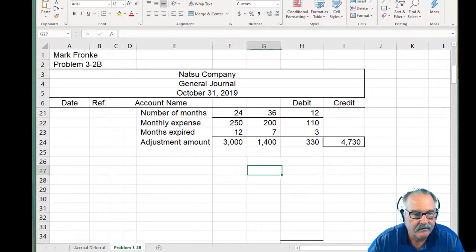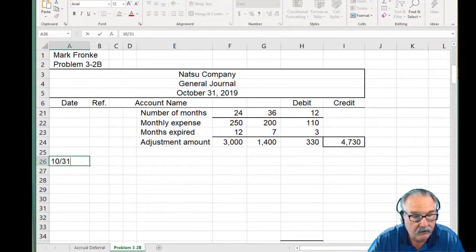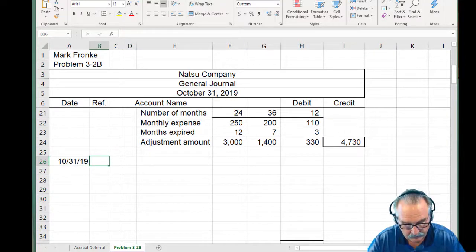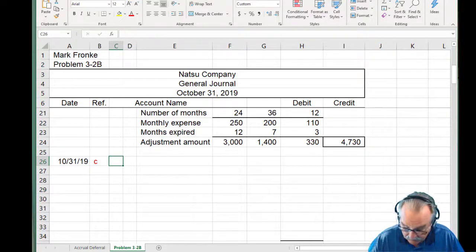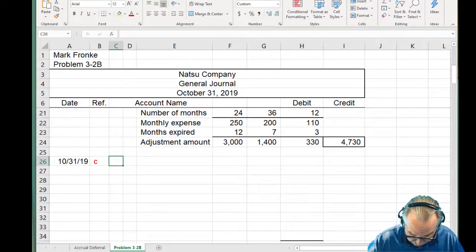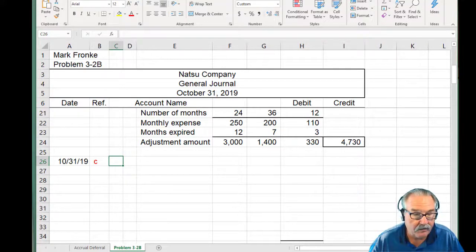Entry C. Again, 1031. In this case, they've given us the fact that they have 4 employees that earn a total of $1,000. They're paid Monday for the previous week, and the last day of the month, October 31, is a Monday, so we're going to accrue 1 day of wages, because that's how much wages have not been paid but employees have earned at the end of the month.